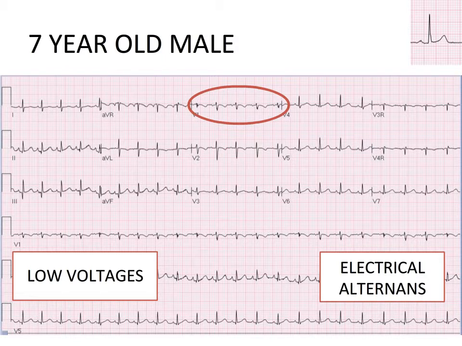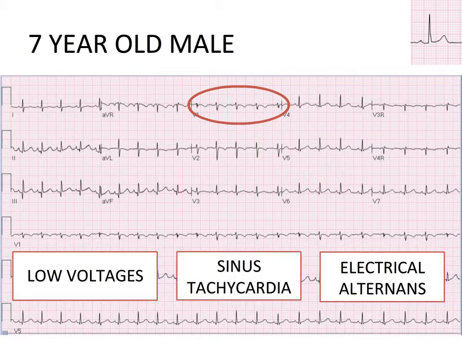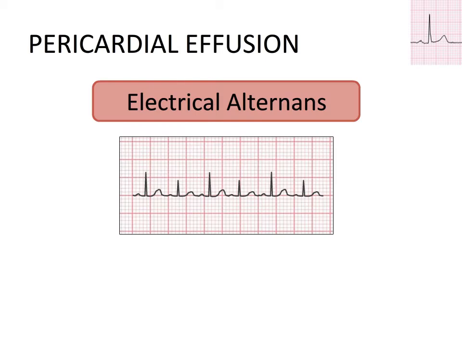With these findings, you decide to go back to listen to your patient again. This time, you hear a friction rub on exam. Given that your patient has a friction rub, low voltages, sinus tachycardia, and electrical alternans on EKG, we worry about a pericardial effusion. Electrical alternans is a beat-to-beat variation in the QRS axis that is due to the swinging of the heart within a large pericardial effusion.